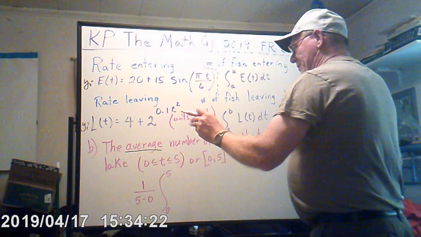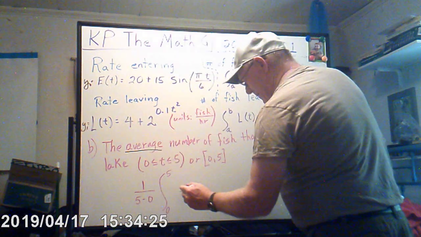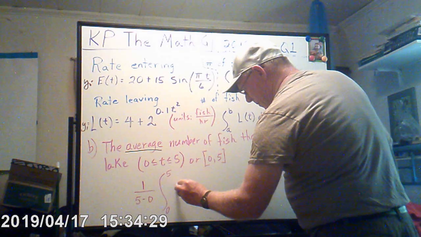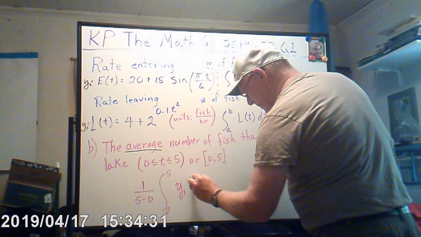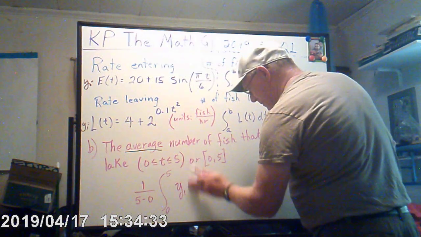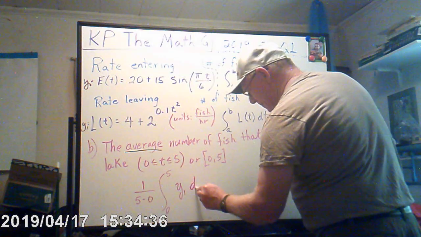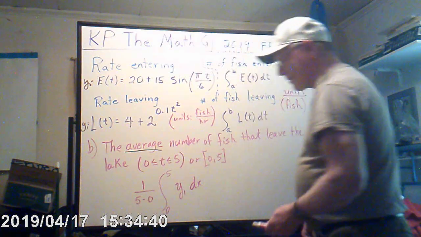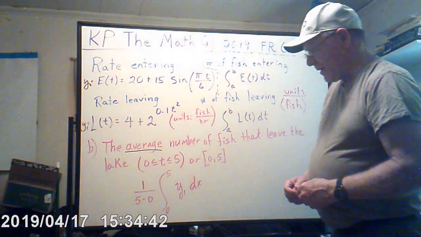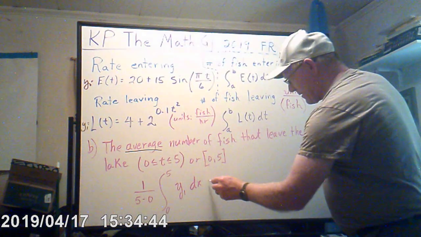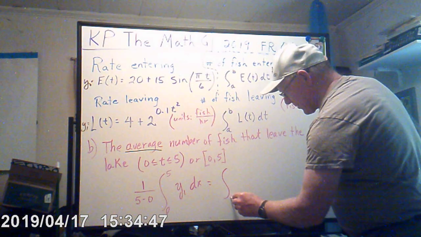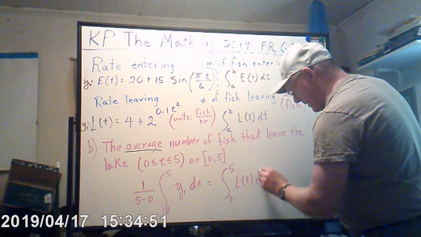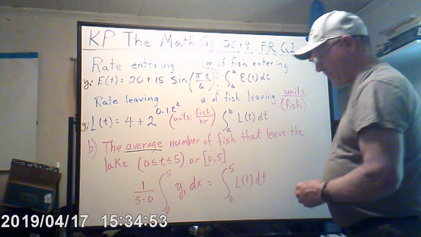And instead of just writing this out, I've got this one in y sub 1, so I'm going to put y sub 1 dx. I know it says x there, but anyway, we understand. And maybe just for clarity's sake, we might say from 0 to 5, L at t dt.